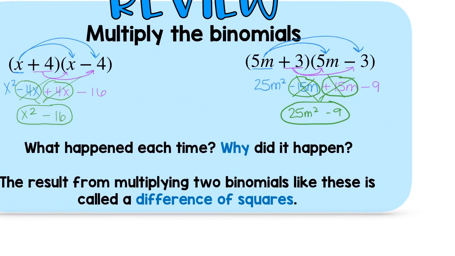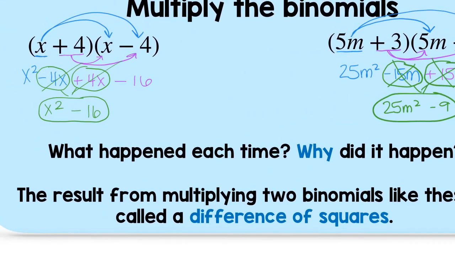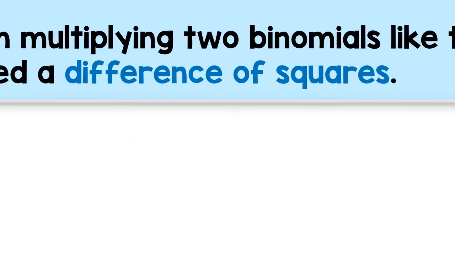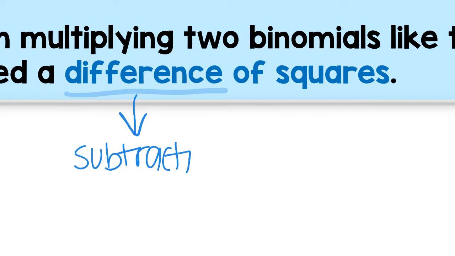So the resulting polynomial, this answer that we got here, this x squared minus 16, or the 25m squared minus 9, those are called differences of squares. And the reason why they're called that, the word difference, remember in math, the word difference means basically a subtraction problem, right? So it just means subtraction.